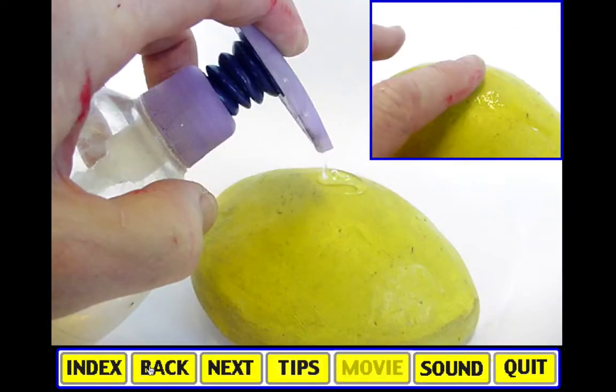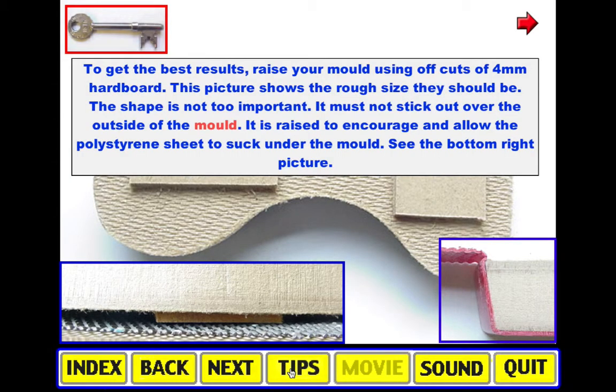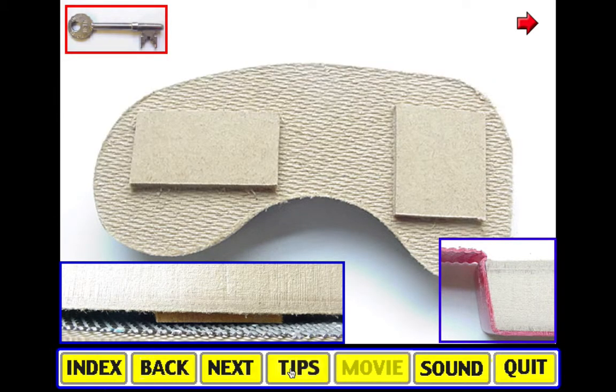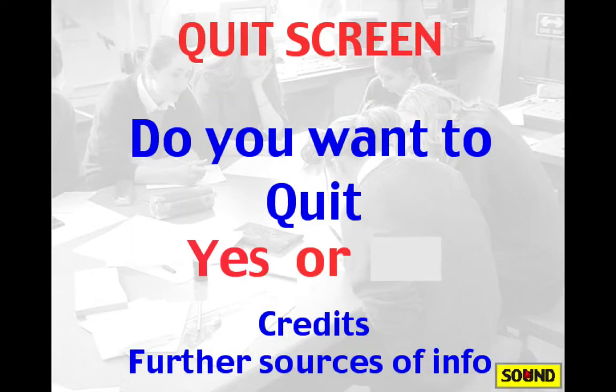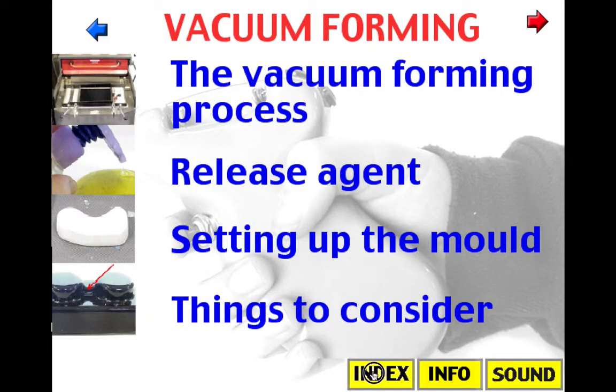Back button will take you to your previous, obviously next one to the next page. Tips button will give you some tips to help you. There's sound. Now if you want to leave the program at any time, click on quit. If you say you don't want to leave, just go no and it will go back to that original page. You go into the main index and into that main index there, we're there.